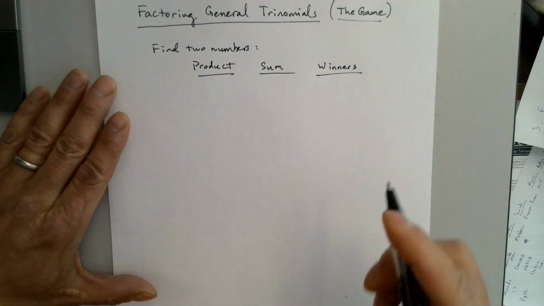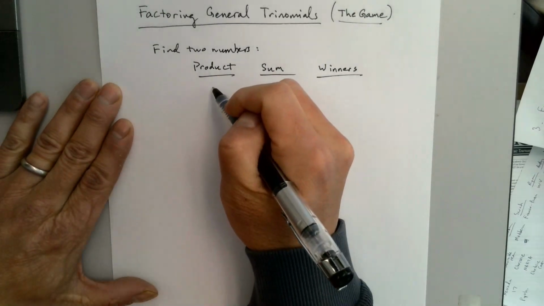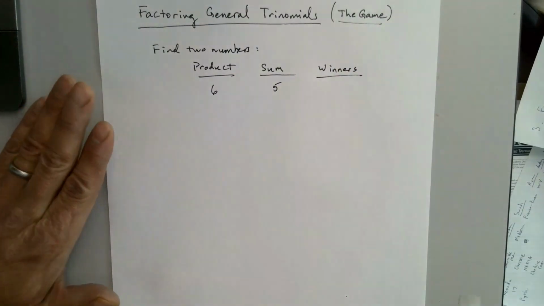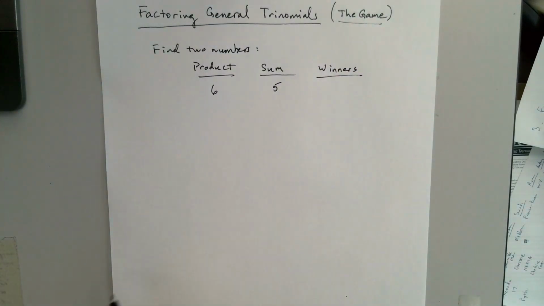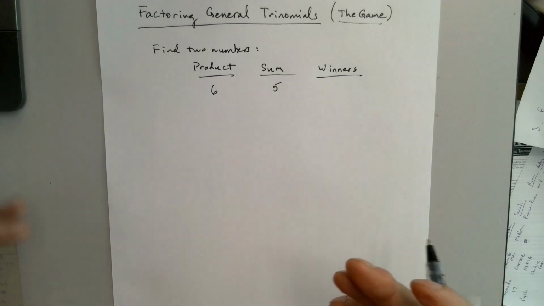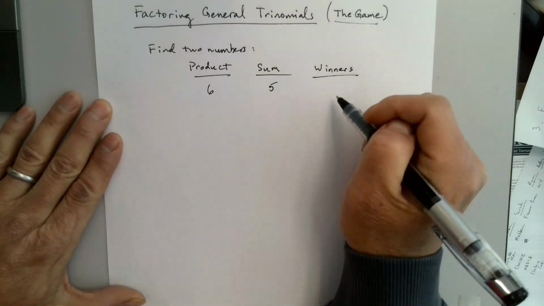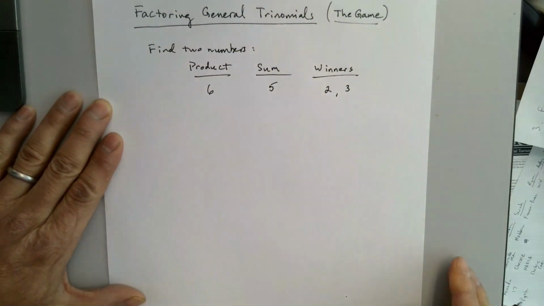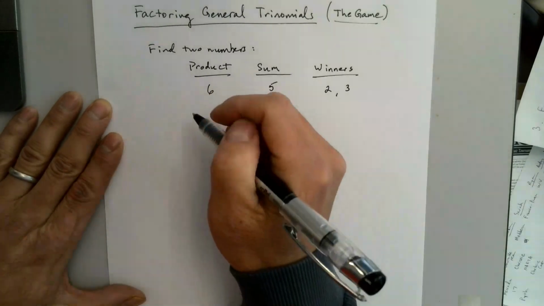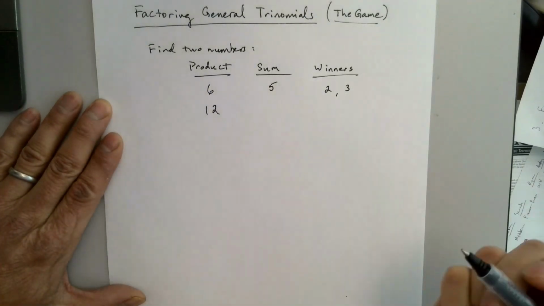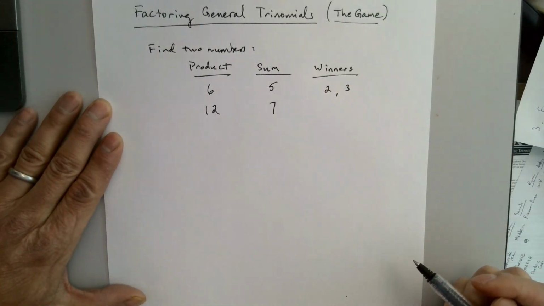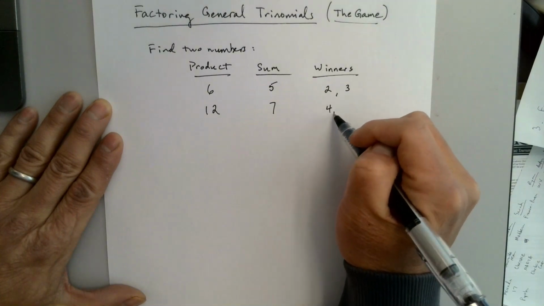So can you think of two numbers who have a product of 6 and a sum of 5? Okay, it's a pretty easy example. Both numbers are positive, that's why it's pretty easy. The winners are 2 and 3. Okay, we'll play it one more time. Find two numbers who have a product of 12 and a sum of 7. And that would be 4 and 3.